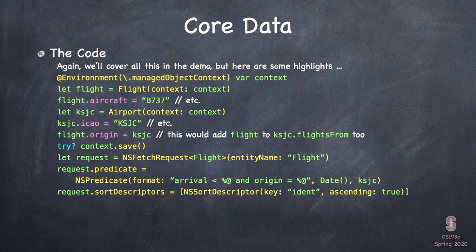The NSSortDescriptor simply says what var, ident in this case, that's the flight identifier, that you want to sort by, and whether you want it ascending or descending, right? Alphabetical order A to Z or Z to A.